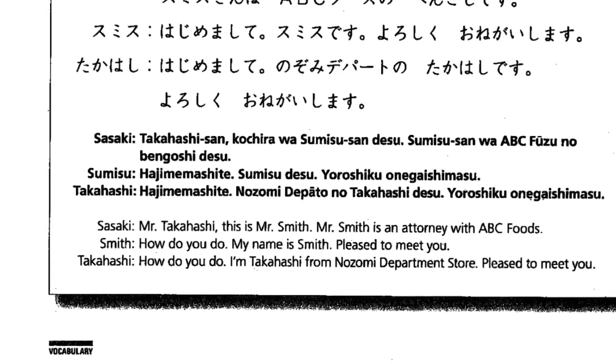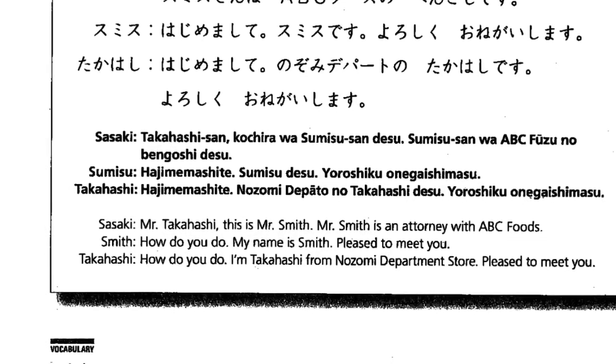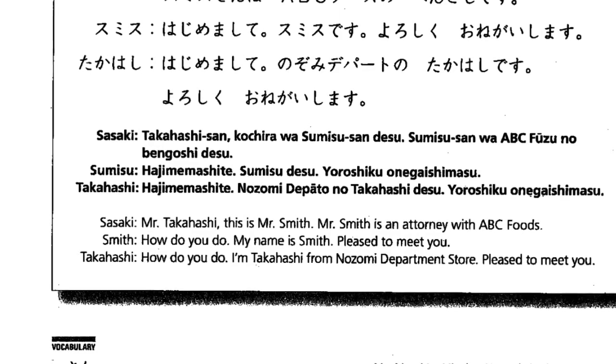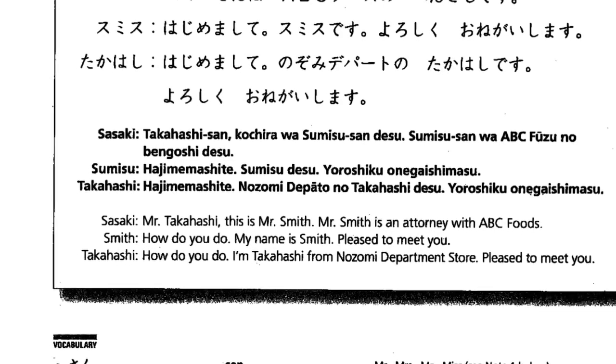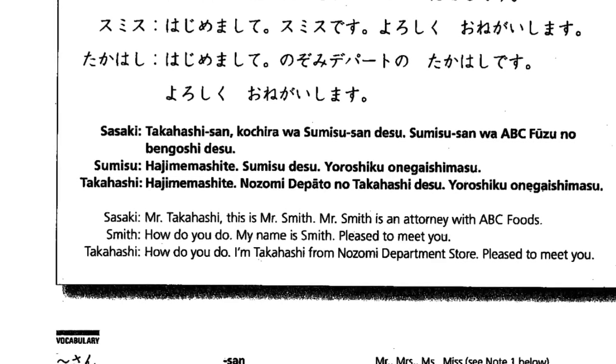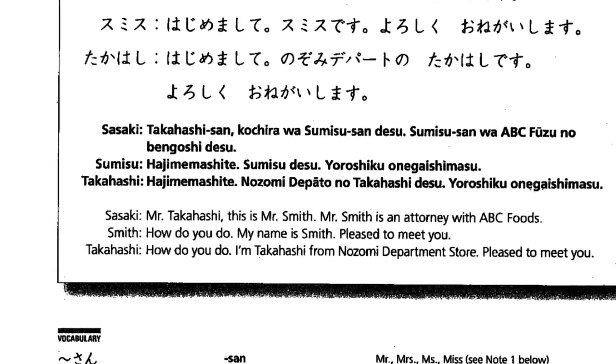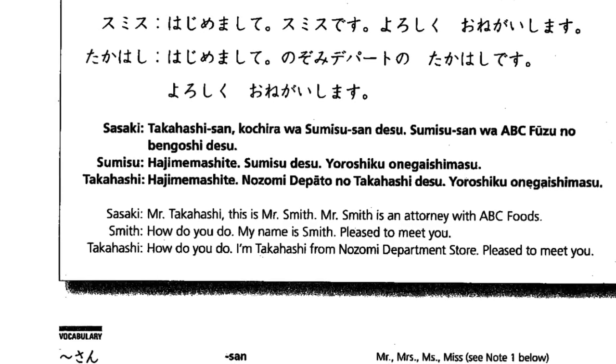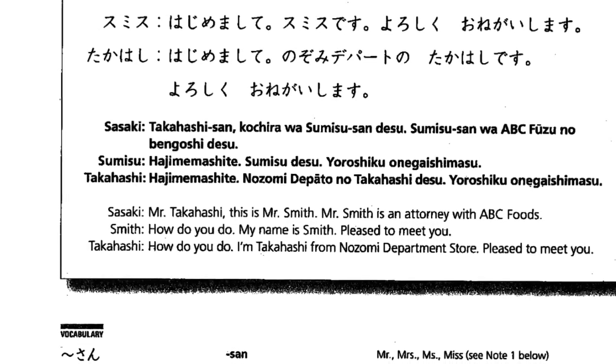When you firstly meet somebody, you say, はじめまして、よろしくお願いします. And another person will respond the same way, はじめまして、よろしくお願いします. I hope you understand the idea of introduction of lesson 1.